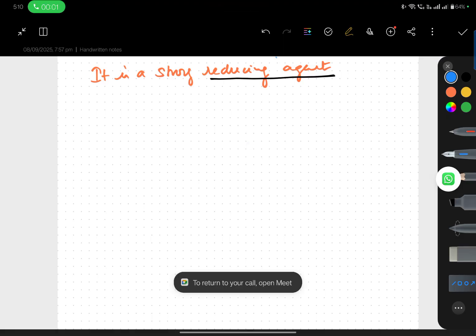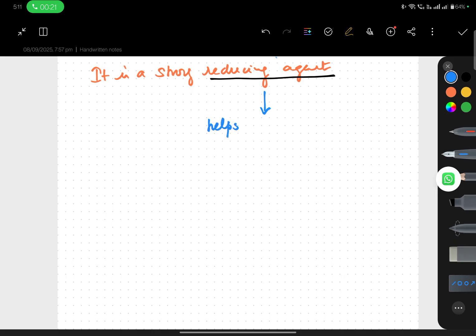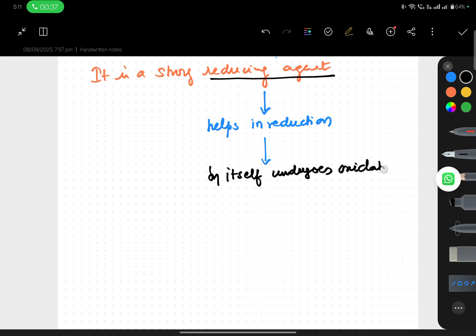Yeah. So it is a strong reducing agent. Can you explain what you mean by the term reducing agent? No idea? No problem. A reducing agent is one which helps in reduction. So what do you mean by helps in reduction? Right, make a note. By itself it undergoes oxidation. First, do you know what oxidation and reduction are?